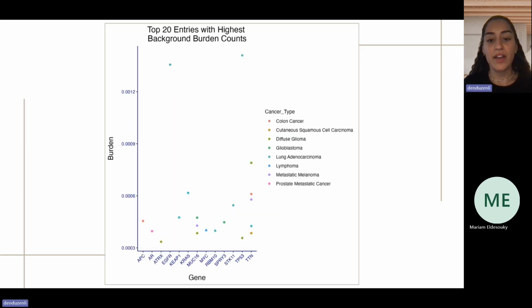And then moving on to the final calculation, we have the background burden. So this is where we are just looking at the genes and the cancer types. For this one, similar results: EGFR, KRAS, MUC16, TP53, TTN. There are other, maybe not as well-known genes scattered in there. And then similar results to the other ones. TTN has variants in a lot of different cancer types. TP53 and EGFR are at the top of the list. MUC16 also has variants in quite a few cancer types.